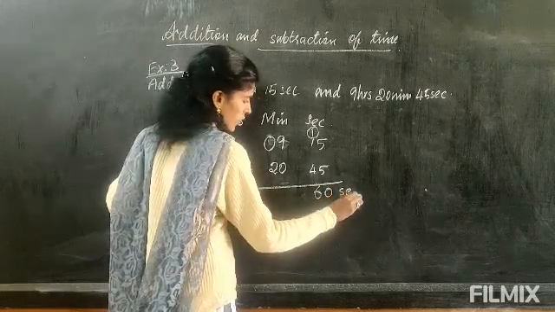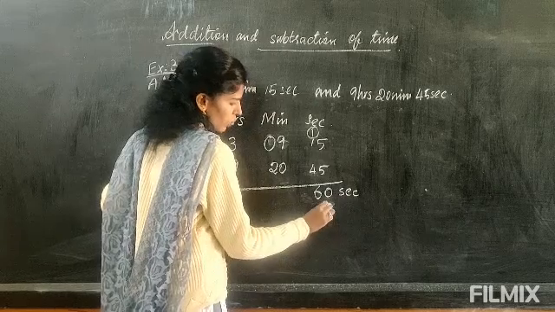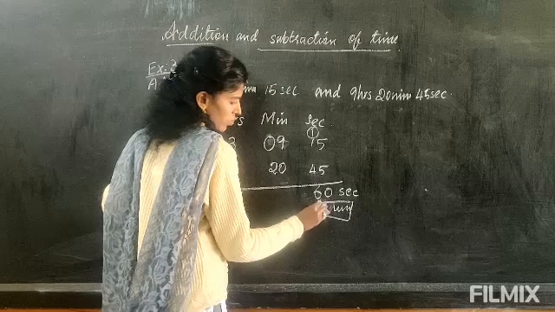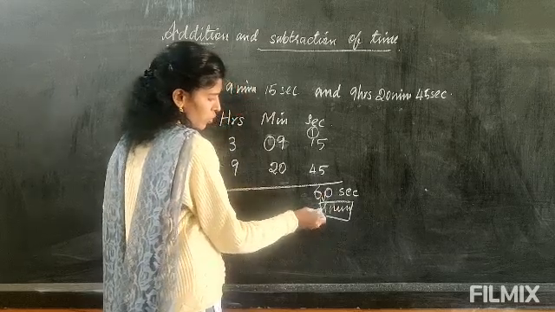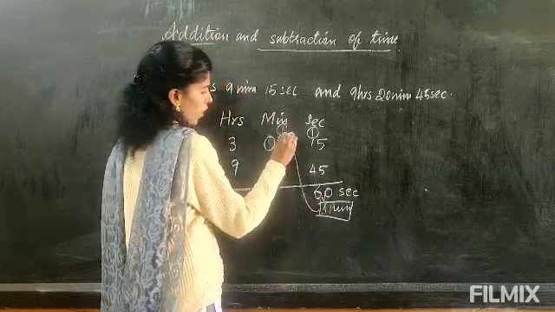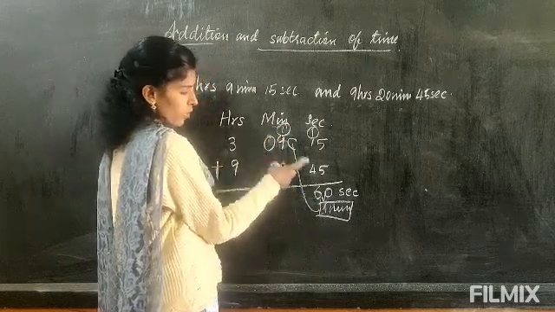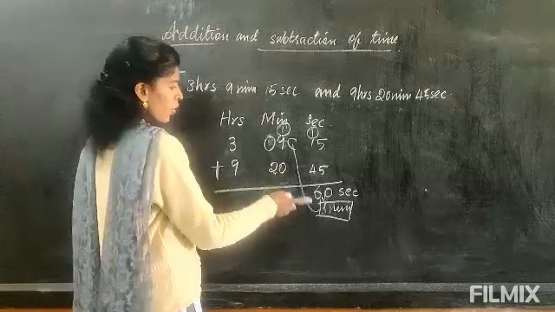This is 60 seconds. So 60 seconds is equal to what? 1 minute. 60 seconds is equal to 1 minute. So this 1 minute you can carry here now. This 60 you will carry here as 1. So this 60 is carried as 1 minute here.